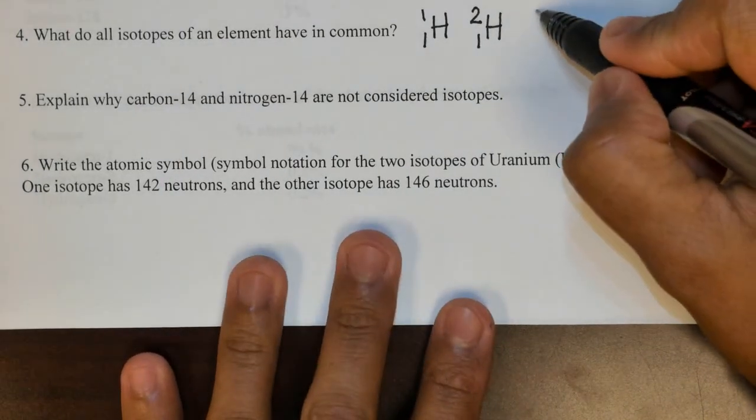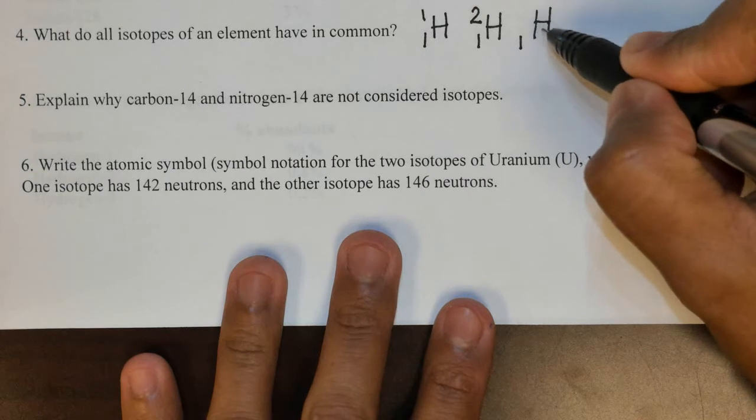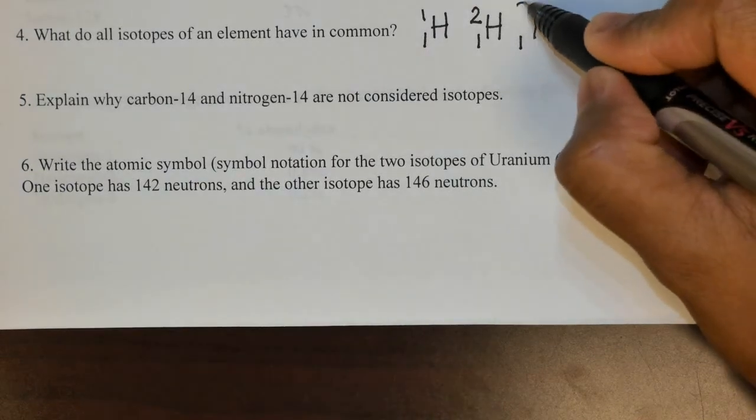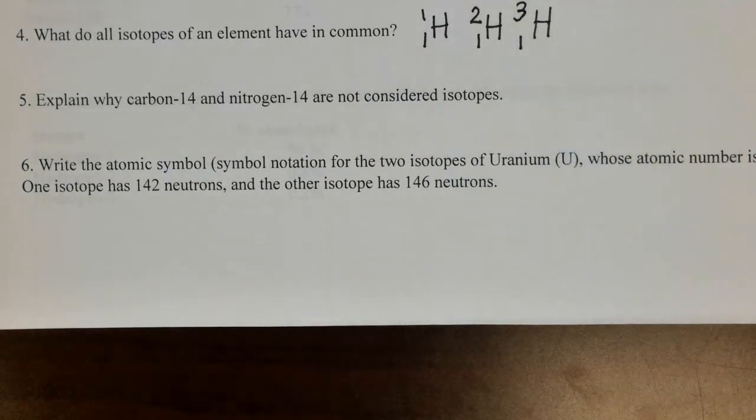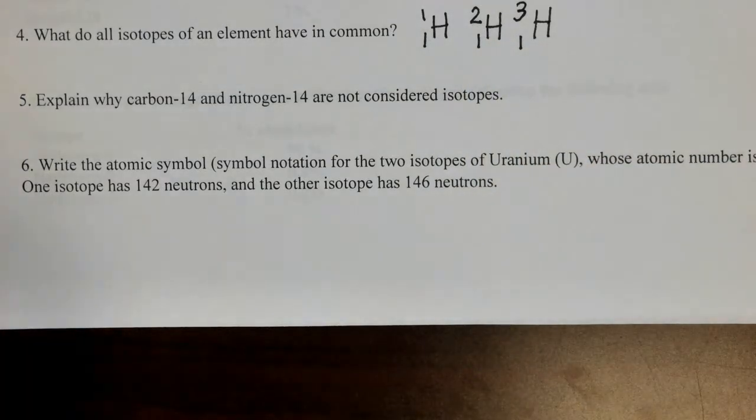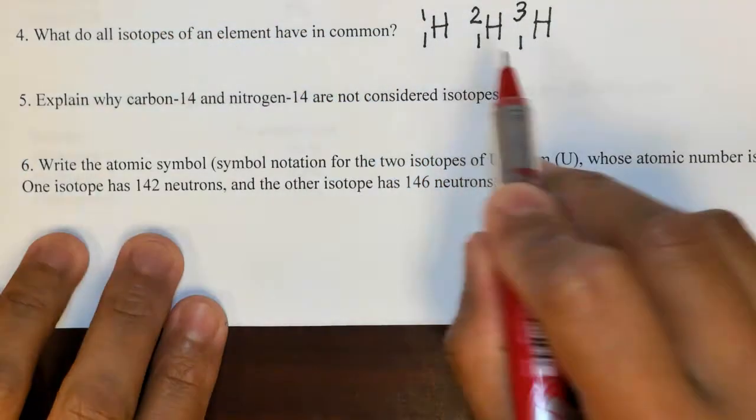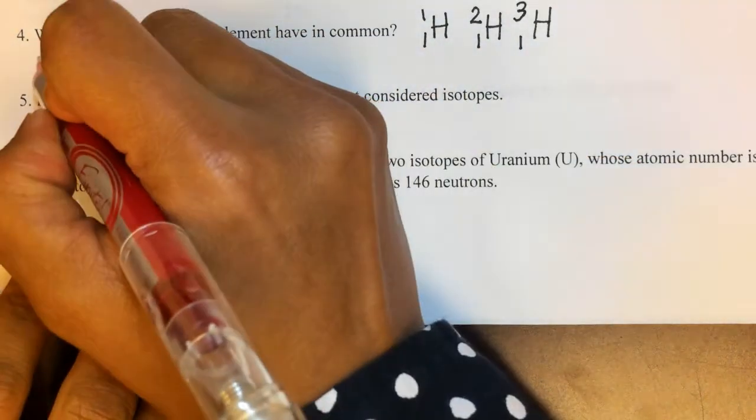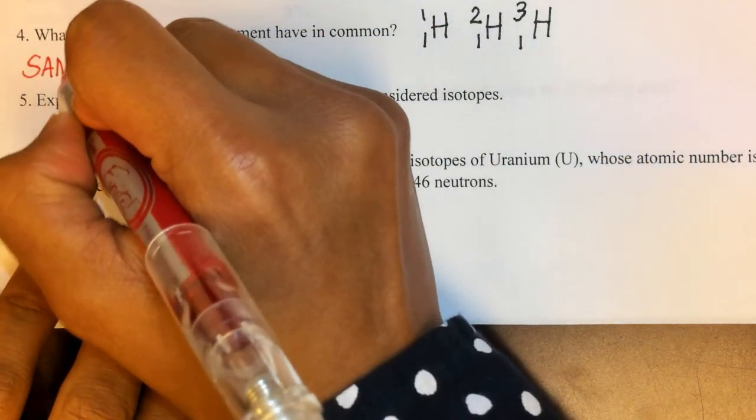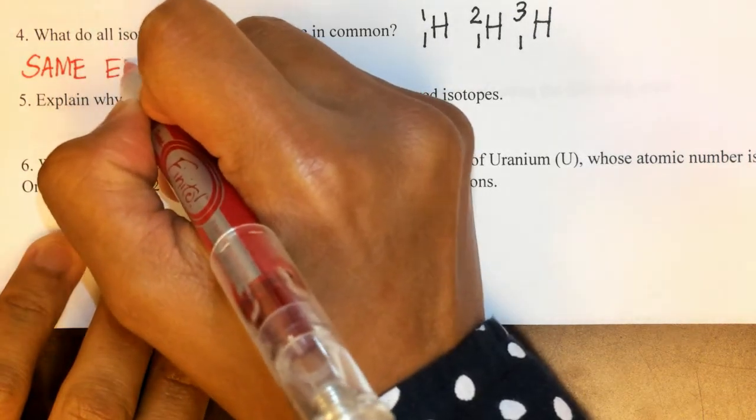And then the third isotope of hydrogen is, of course, atomic number of 1, but the mass number is 3. So tell me what's common among all the 3 isotopes. All 3 have H, and all 3 of them have the same atomic number. Correct. So we begin with the same symbol, meaning the same element, of course.